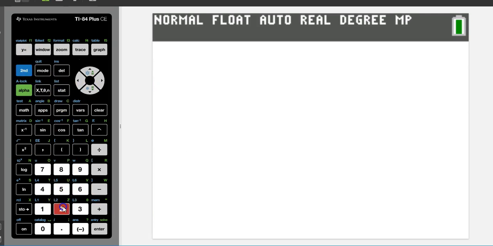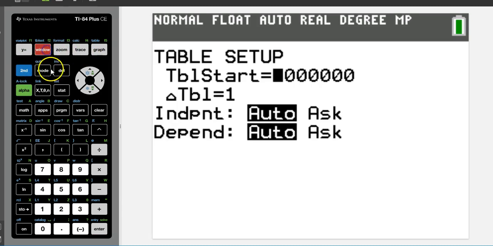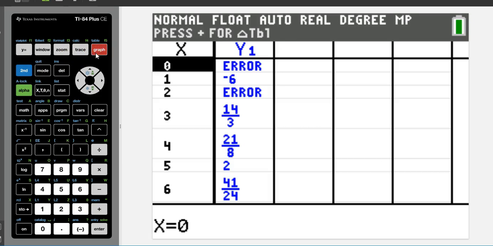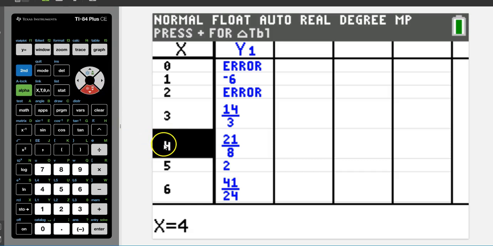Let's quit out for a second and just see what 21 divided by 8 looks like. Okay, so we're looking for the decimal 2.65. Now when I go and check out my table, let's set our table up at 0 and go by ones. We can see there's a couple of errors, but we're really interested in when x approaches 4. So we get down here to 4. And in fact, when x is 4, y is 21 over 8. And we're going to continue to use the calculator to confirm our algebra.